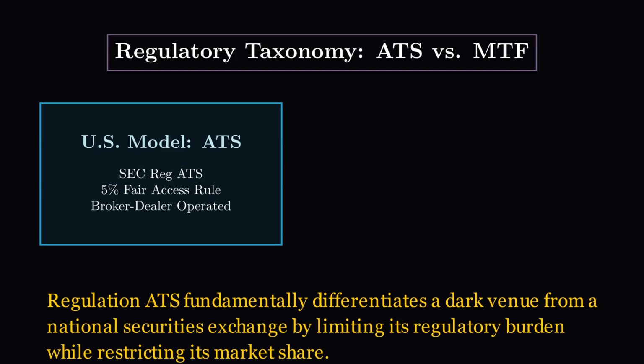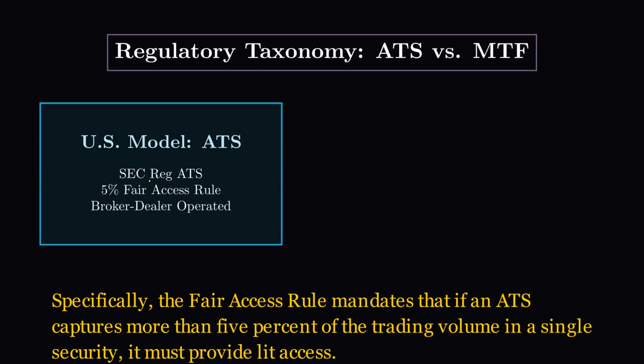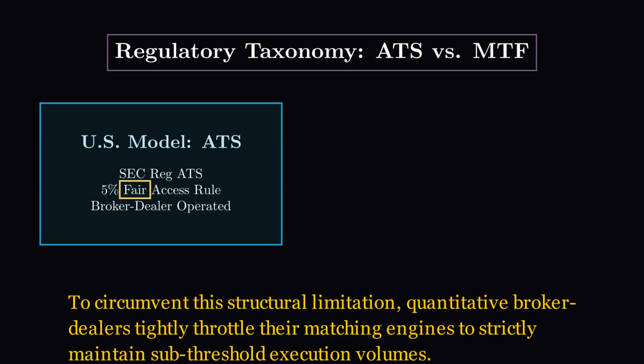Regulation ATS fundamentally differentiates a dark venue from a national securities exchange by limiting its regulatory burden while restricting its market share. Specifically, the Fair Access Rule mandates that if an ATS captures more than 5% of the trading volume in a single security, it must provide lit access. To circumvent this structural limitation, quantitative broker-dealers tightly throttle their matching engines to strictly maintain subthreshold execution volumes.